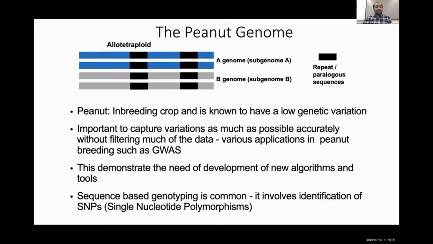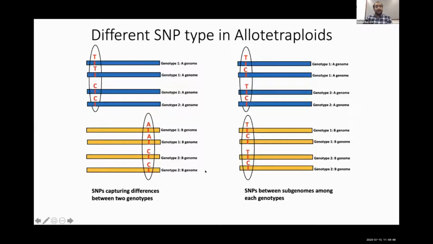The commonly used genotyping technique is sequence-based, and it mostly involves identification of SNPs, that is, single nucleotide polymorphisms. When it comes to SNPs in allotetraploids, there can be different scenarios. The blue segment here represents the A genome of the two genotypes, and the yellow segments are the B genomes for the two genotypes. On the left, you can see for genotype 1, there's a homozygous TT call in the A genome, and there's a homozygous CC call in the A genome of genotype 2.